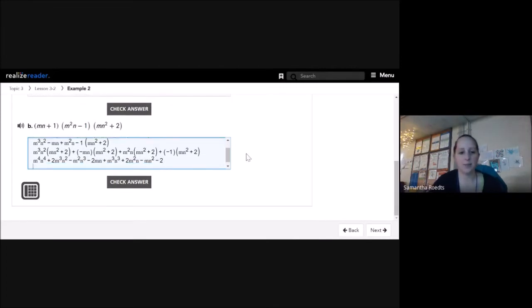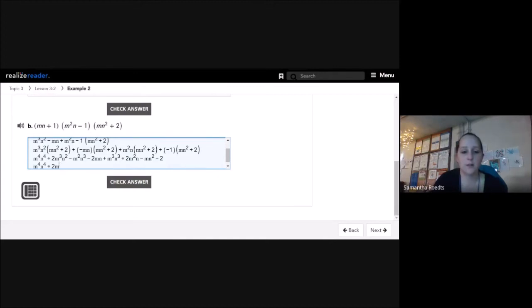Now I get to combine my like terms. So m to the 4th, n to the 4th, that's by itself. Okay. 2m cubed n squared. Do I have any other 2m cubed n squared? Does not look like it. So plus 2m cubed n squared. 2 and 3, nope. 1 and 1, no. 3, 3, no.